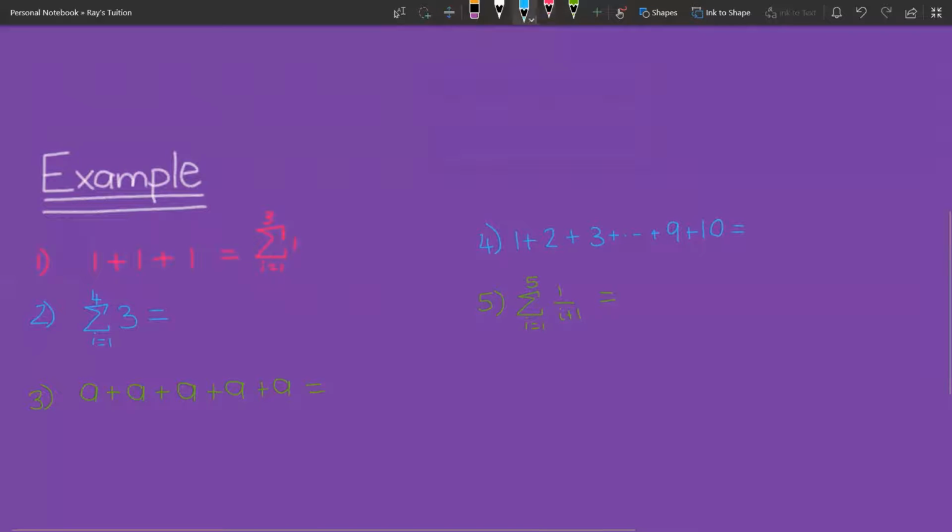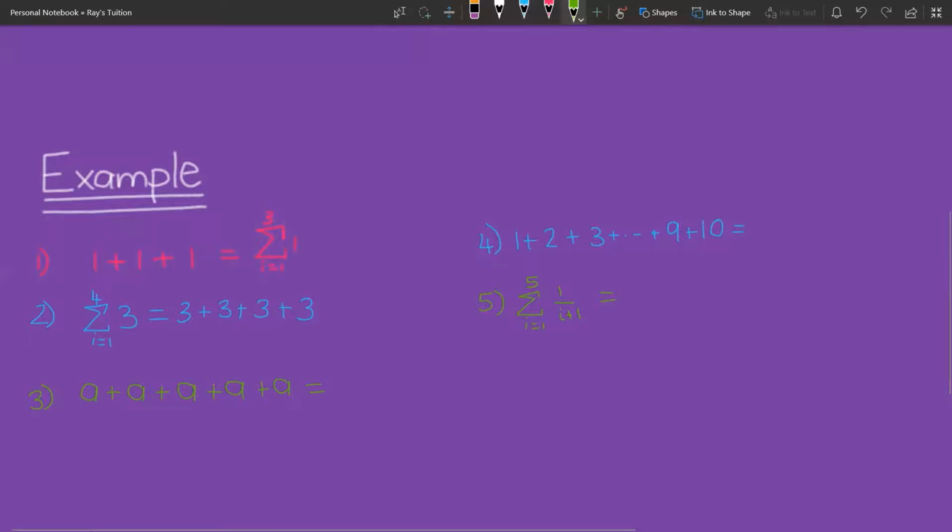Let us write out the second one. We have the sum from i equals 1 to 4 of 3. When i is equal to 1, we just write 3, plus when i is equal to 2, we write 3. It tells us what to write for each one. When i is equal to 3, we write 3, and when i is equal to 4, we write 3. So again, we write 3, 3, 3, 3.